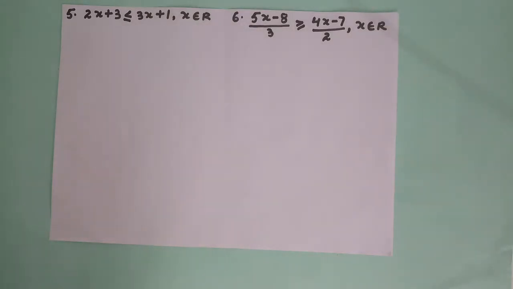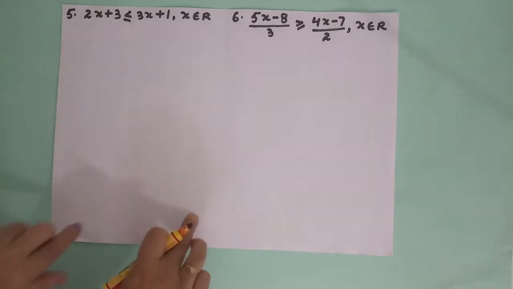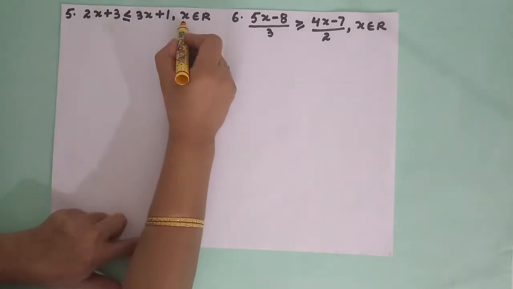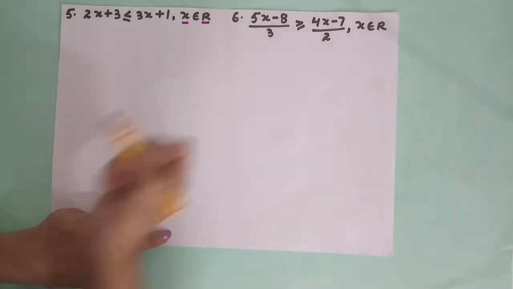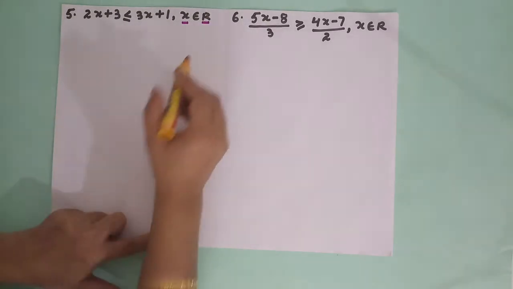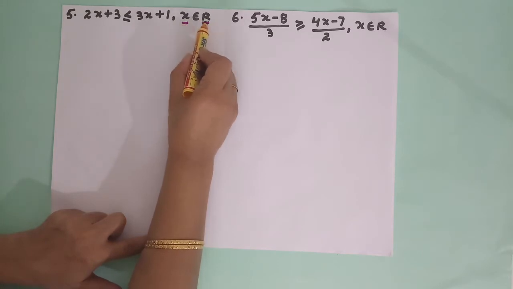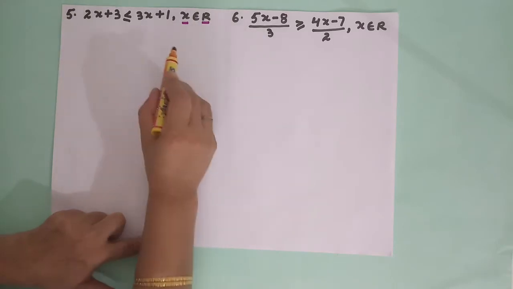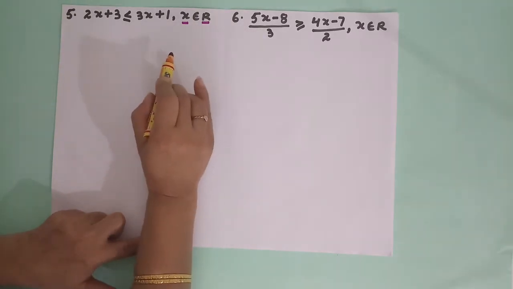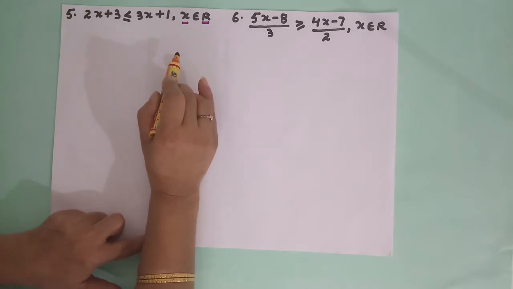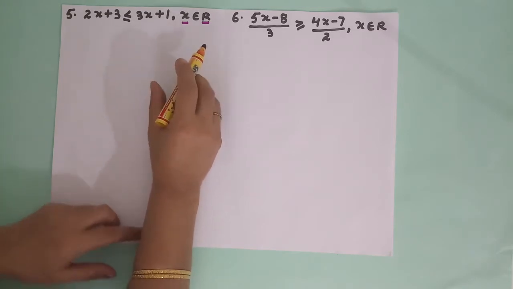Some more examples based on inequations, and this time in place of the replacement set we are given that x belongs to real numbers. Now there is a different procedure when you are given x belongs to real numbers, and that procedure applies in your solution set as well as to your representation of that solution set on a number line. How? We will discuss that.